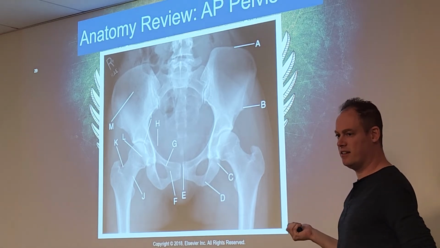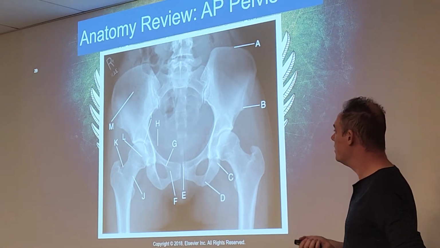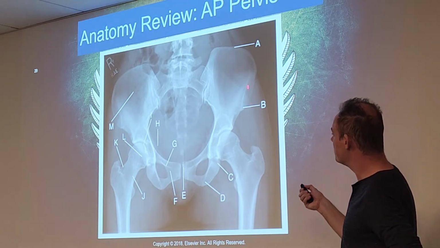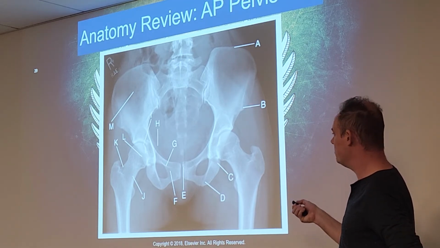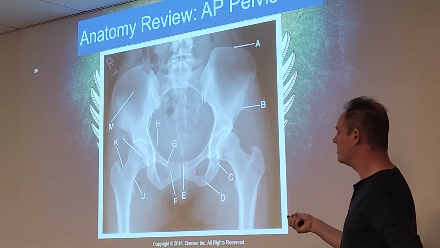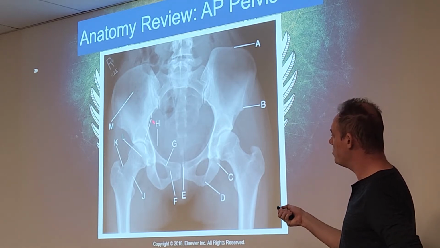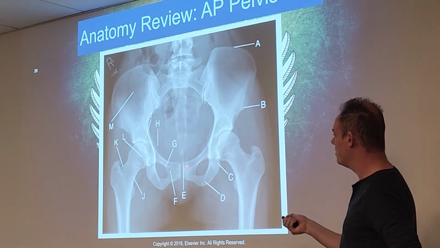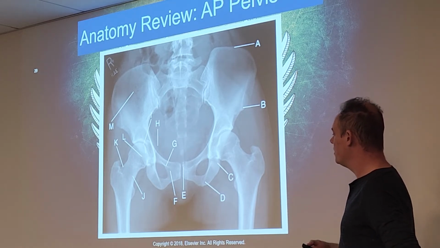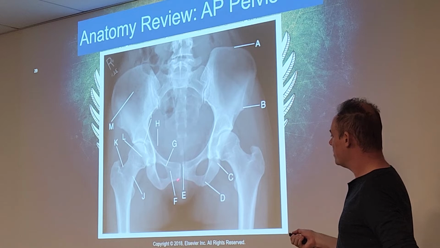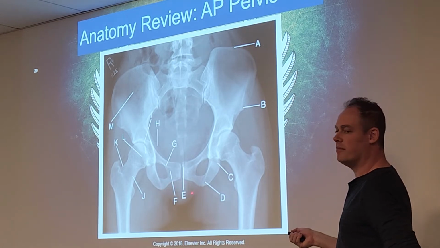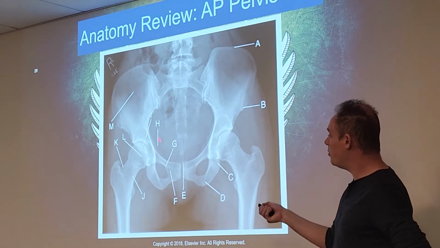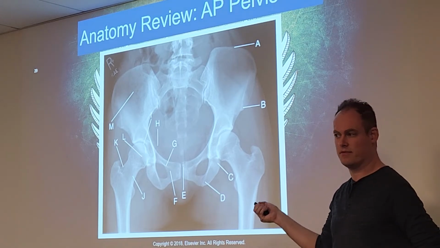The ala. What portion of the hip bone is this? Ilium. What portion of the hip bone is this? Ischium. And this? Pubis. What's this round edge called? Pelvic brim. What is this portion here that's wide called? Pelvic outlet. Now, by the way, pelvic brim is synonymous with pelvic inlet.